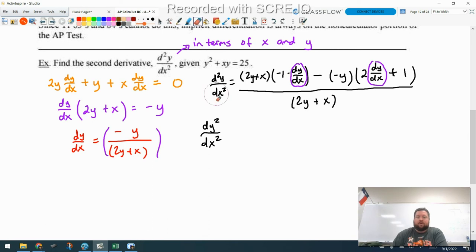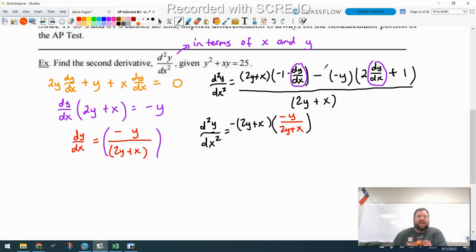Oh, I put my exponent in the wrong place up here. Second derivative is equal to, so I have 2y plus x, that's not going to change. I have this negative 1, I'm just going to put the negative in front like that. And then here's where I'm plugging in dy over dx. So I'm plugging in negative y over 2y plus x right there.